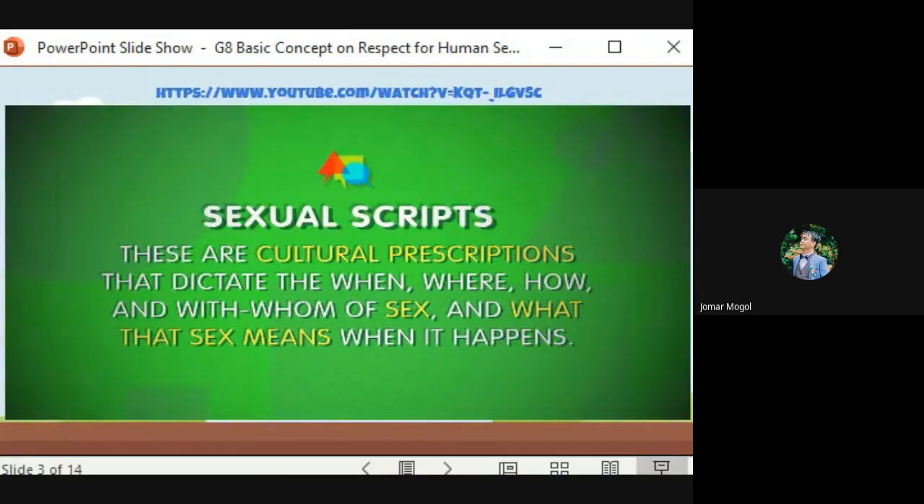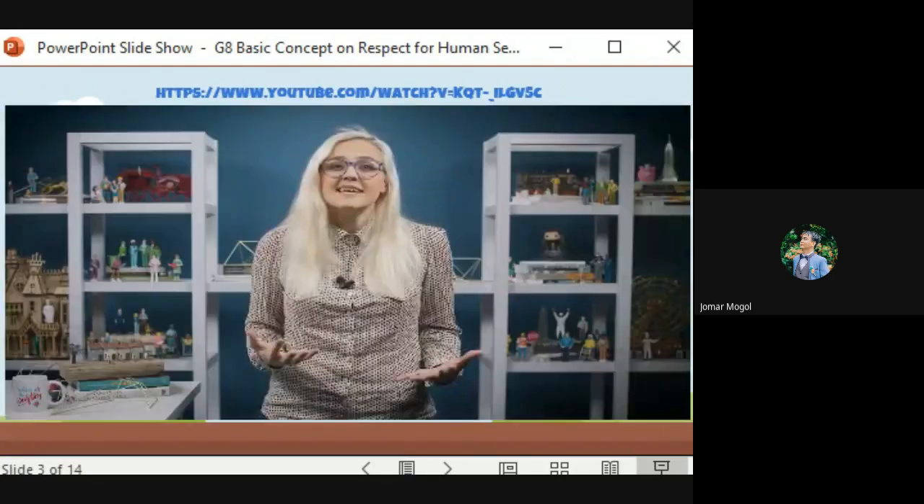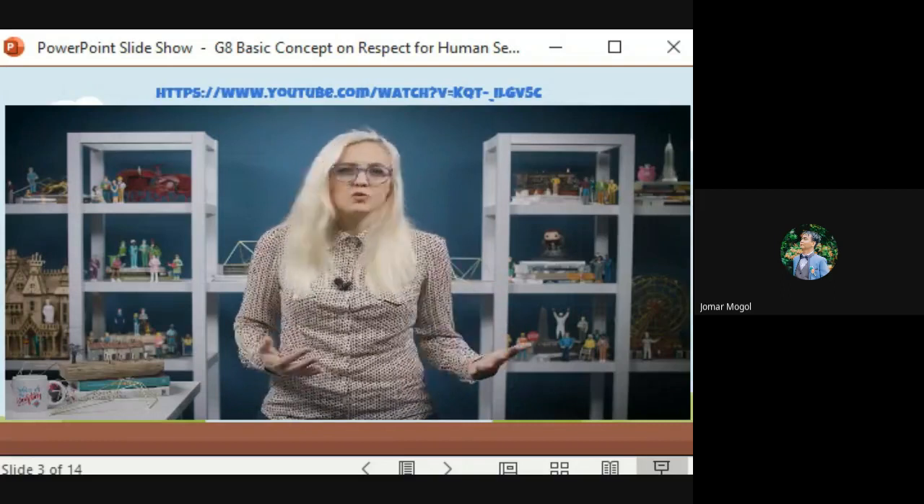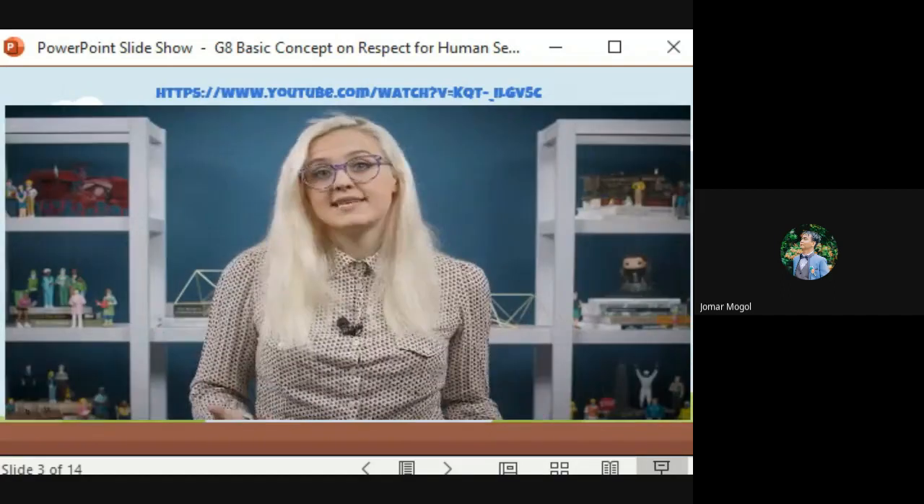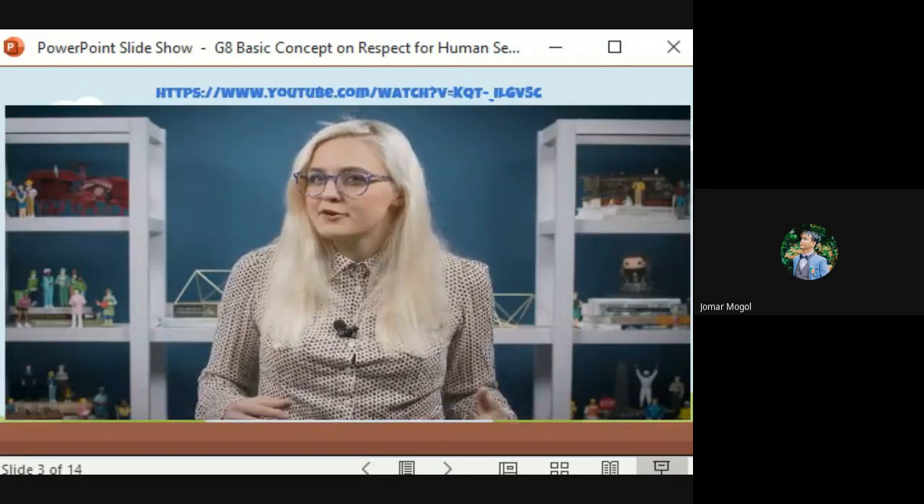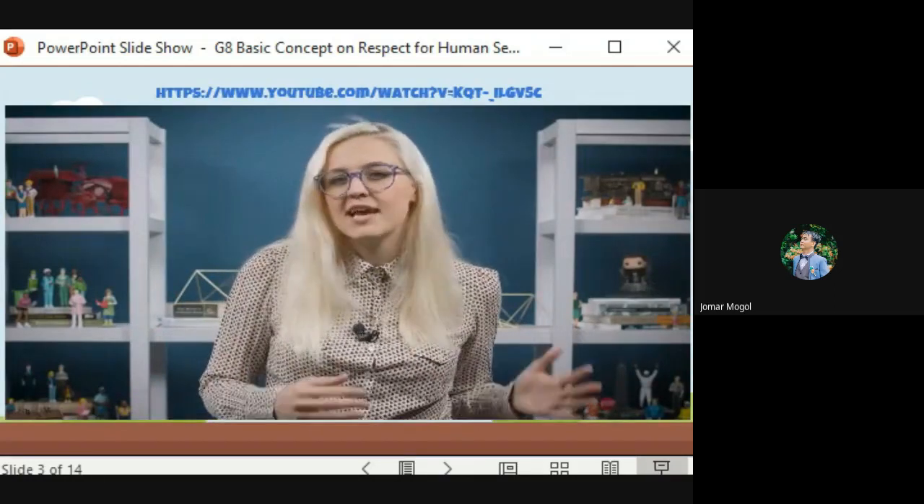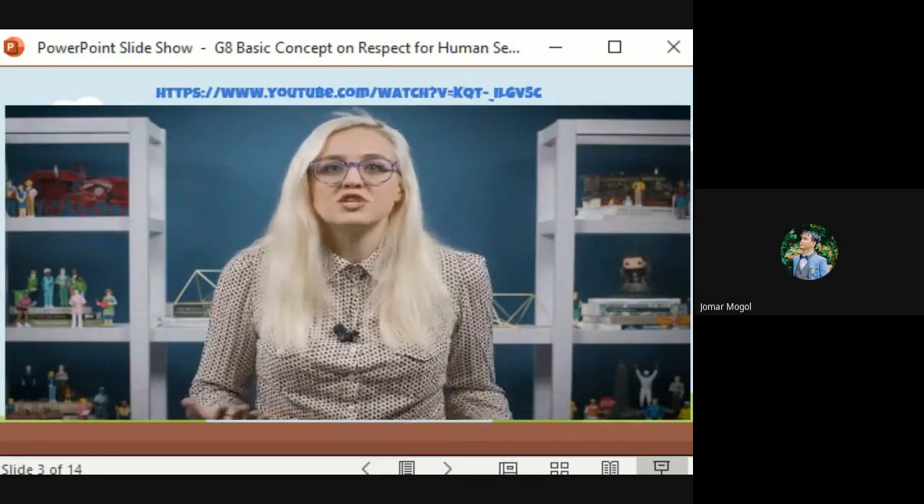These are cultural prescriptions that dictate the when, where, how, and with whom of sex, and what that sex means when it happens. The idea that sex happens at home between two willing partners, for example, is part of a generic sexual script in our society. Likewise, sex that happens between two people who met at a bar might come with a different script and therefore different shared expectations than sex between two people who've known each other for a long time.